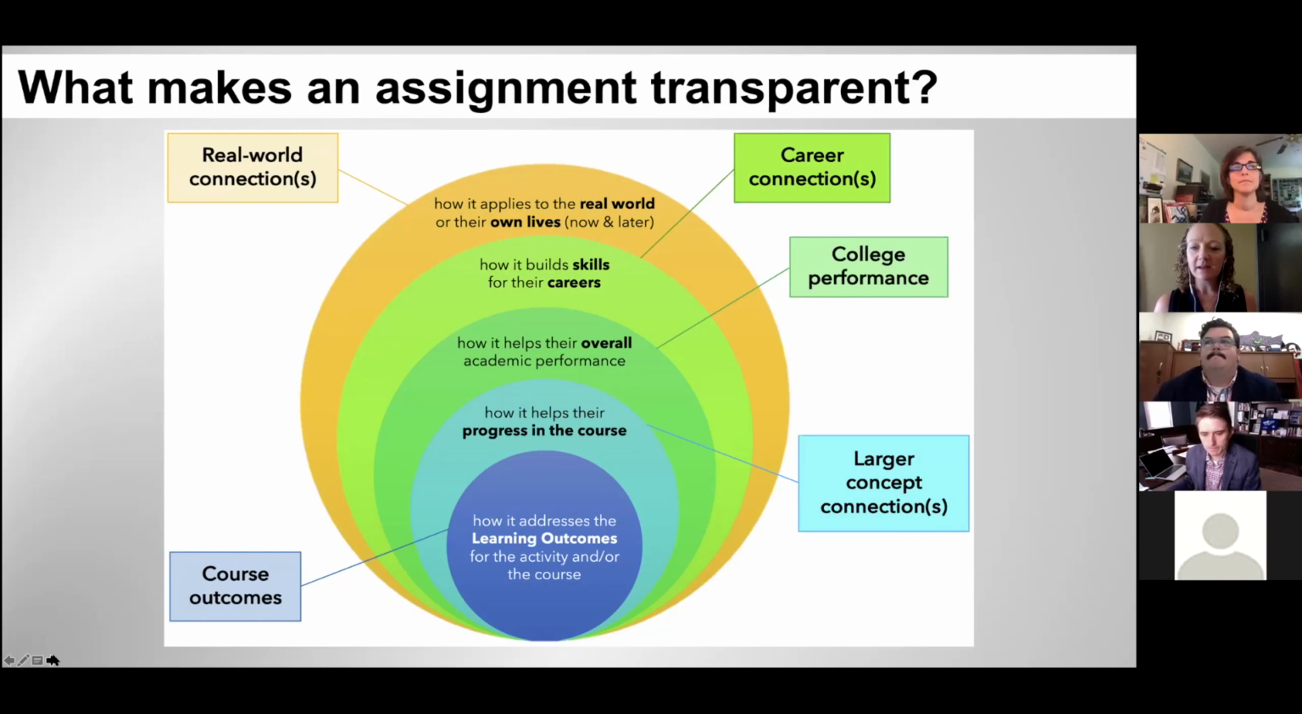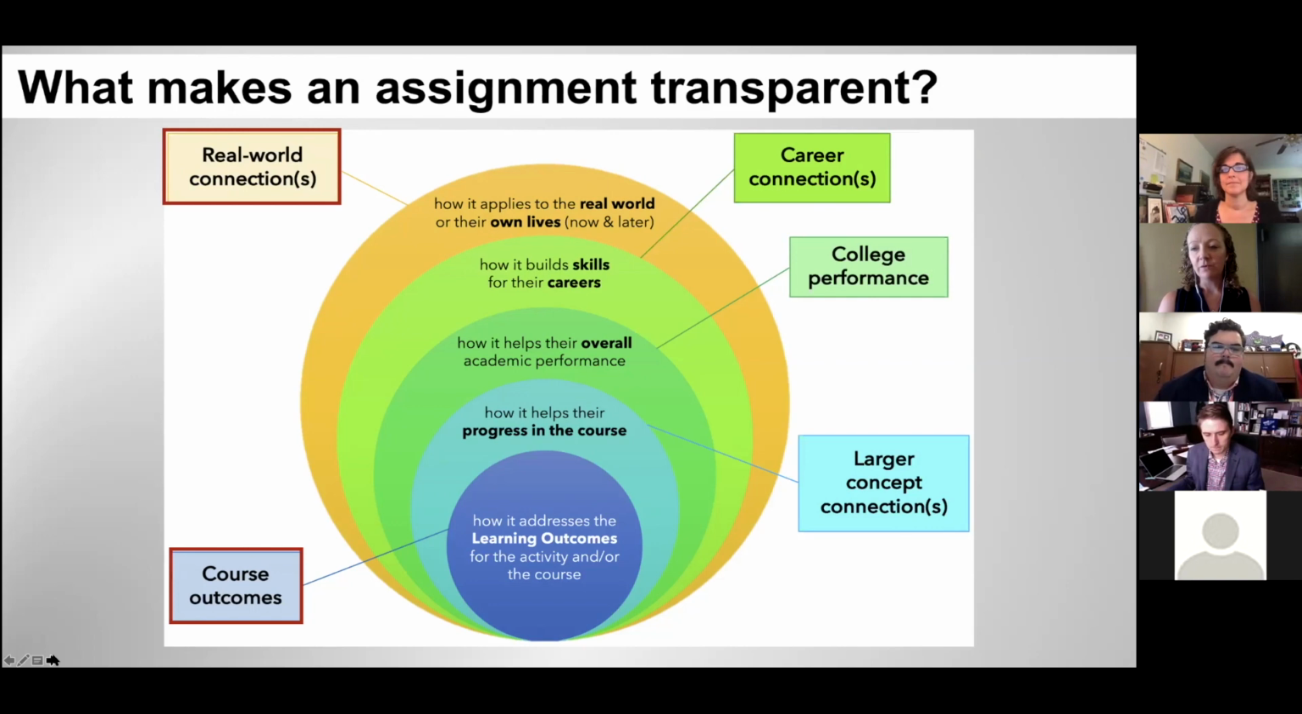But also maybe include for the students how it might help them progress through not only your course, but in a course following in a sequence, how it might help their overall achievement in college as a whole. And these are the two biggies that I think people often don't think about including, and I know I certainly didn't, even though I had it up here: how this is going to help them build skills for careers.